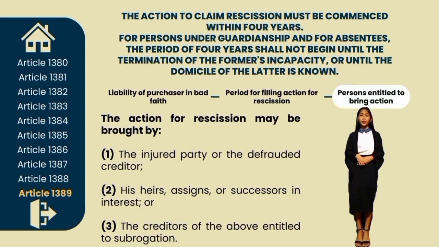When the complaining party is a third person who has no participation in the contract, the prescriptive term is 4 years reckoned from the discovery of the fraudulent contract, or, if real property is involved, from the registration thereof.